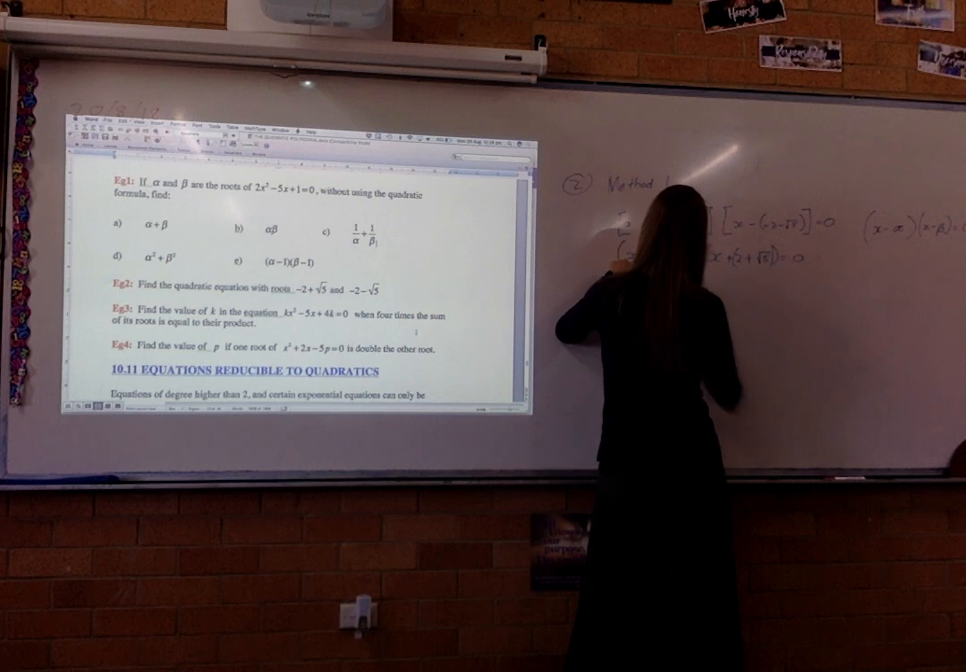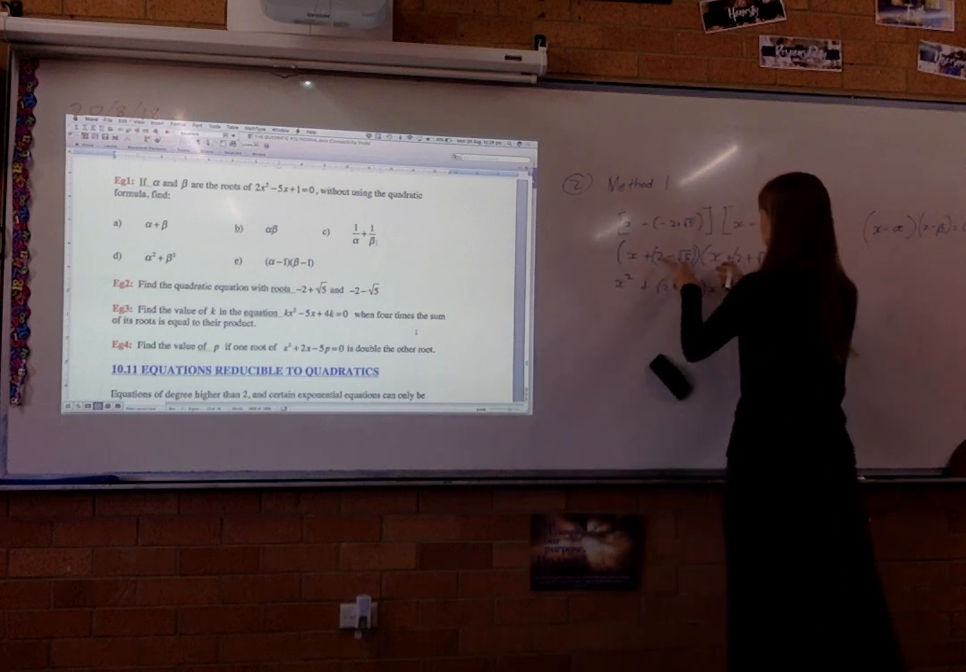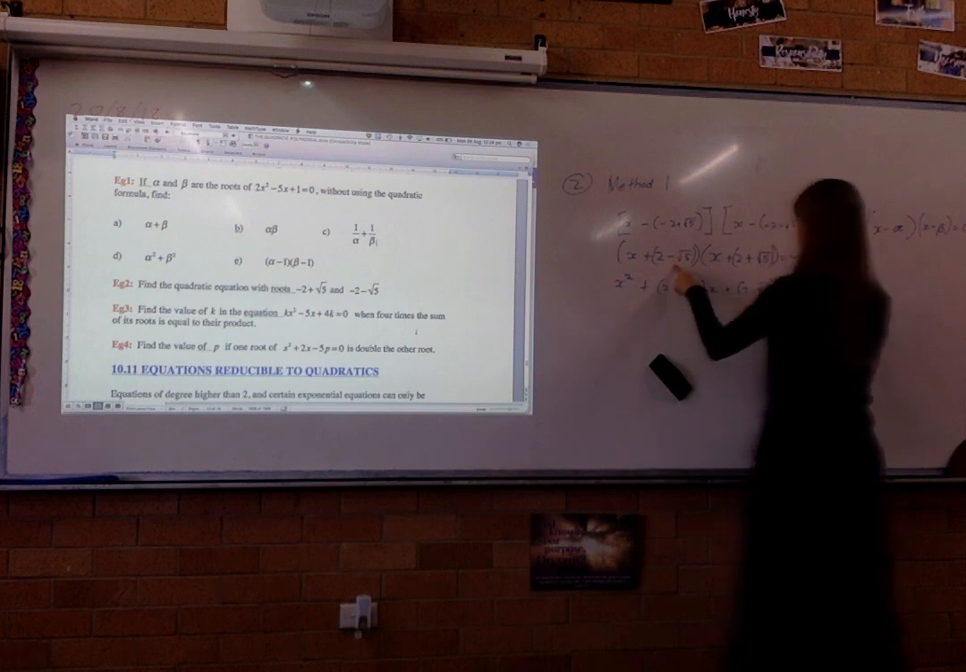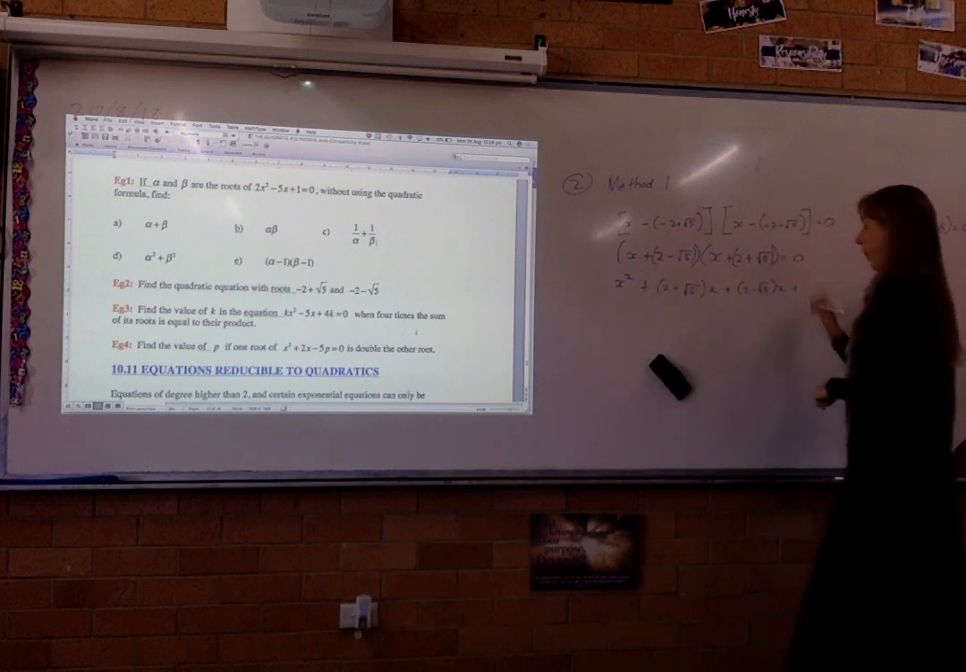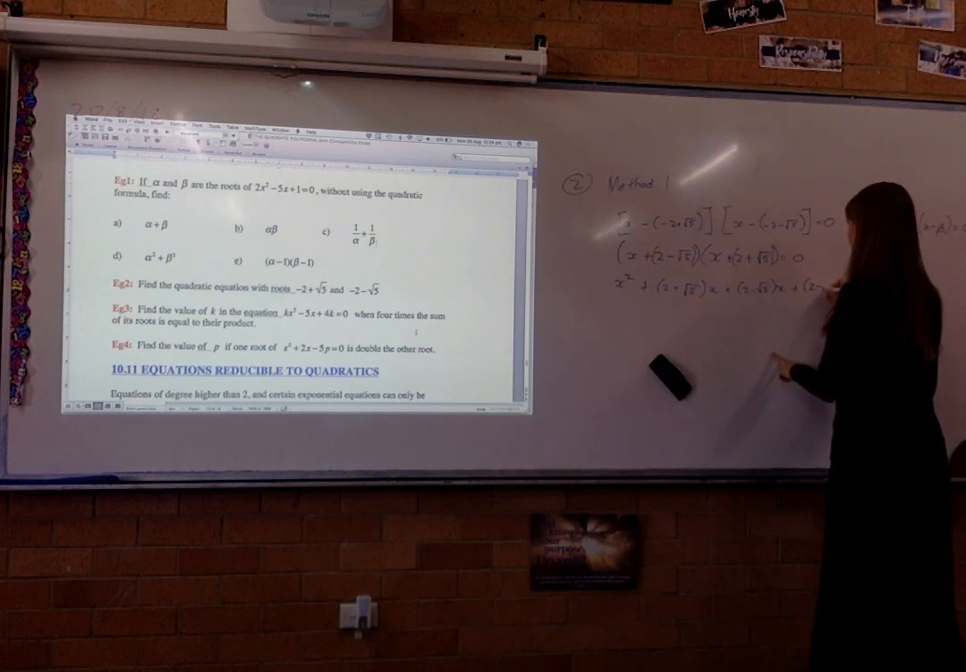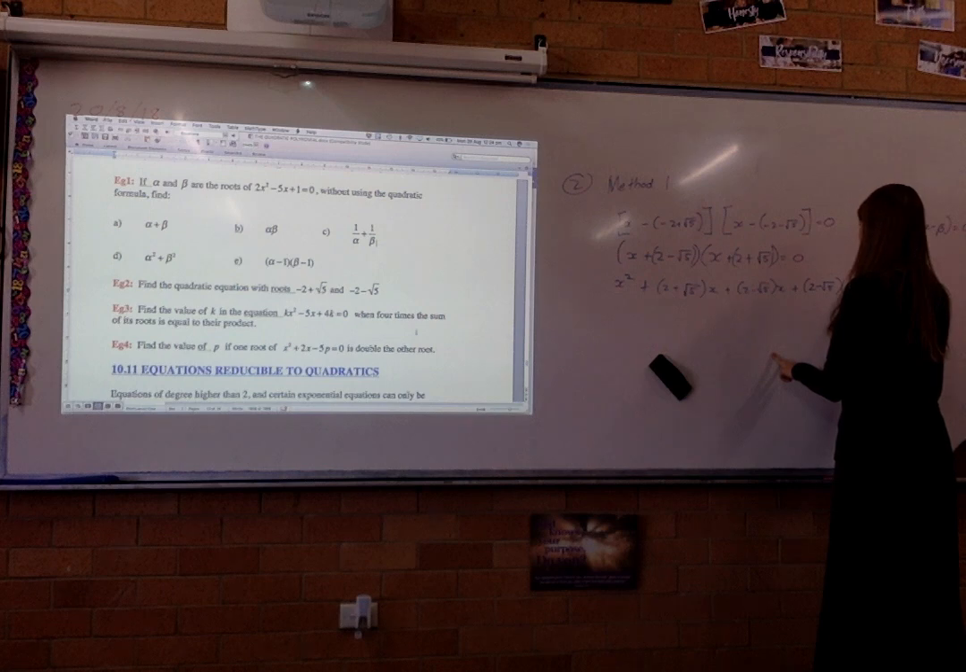plus 2 plus root 5 plus root 5x, plus 2 minus root 5x, plus, I'm multiplying them together, so 2 minus root 5 times 2 plus root 5.